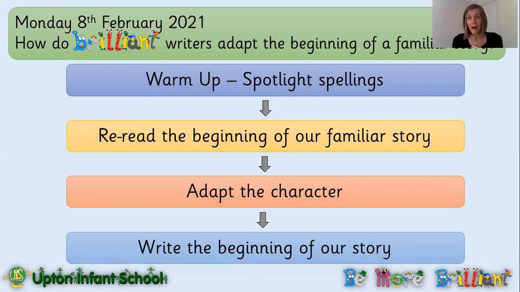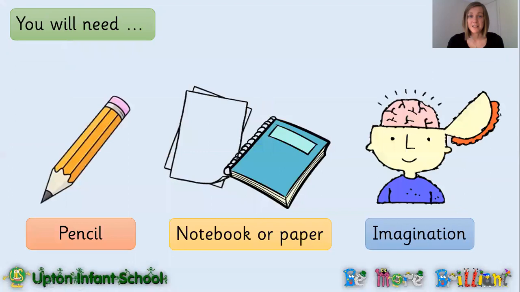But to begin with, we'll do a warm-up and we're going to look at some spelling spotlights together. Then we're going to have a go at rereading the beginning of our story. Then we're going to adapt, we're going to change a character. And then we're going to have a go at writing some sentences to make the beginning of our adapted story. So let's have a little look at the things that you are going to need for today's lesson. So you're going to need your pencils, your notebook and paper, and we're going to need our imaginations today. That means we've got to be creative when we are changing a character in the story.